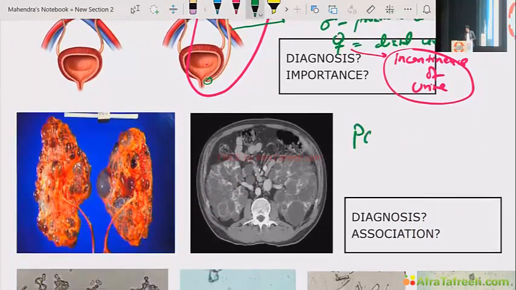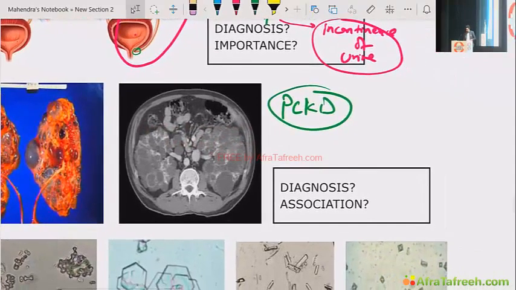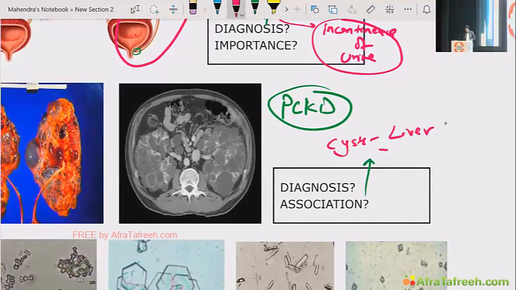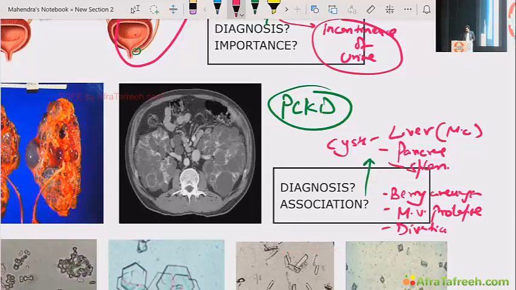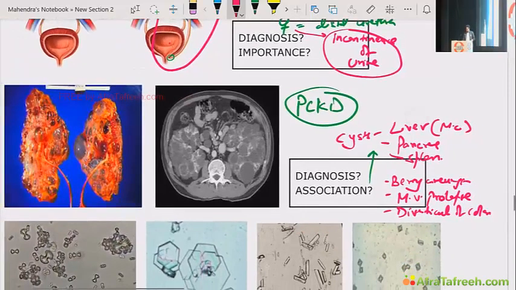This is polycystic kidney disease. What is the most common association? Okay, you will see cysts most commonly in the liver; you can see cysts in the pancreas and in the spleen. Apart from these cysts, what else will you see? Berry aneurysm. In the cardiovascular system, what will you see? Mitral valve prolapse. In the colon? Diverticula of the colon. Okay, so polycystic kidney disease, sooner or later, is going to cause renal failure, and the definitive treatment is transplantation.